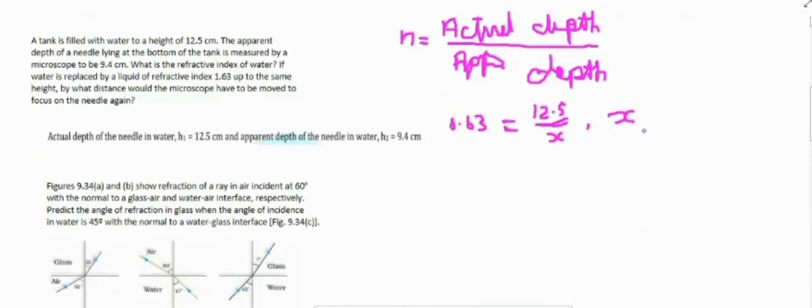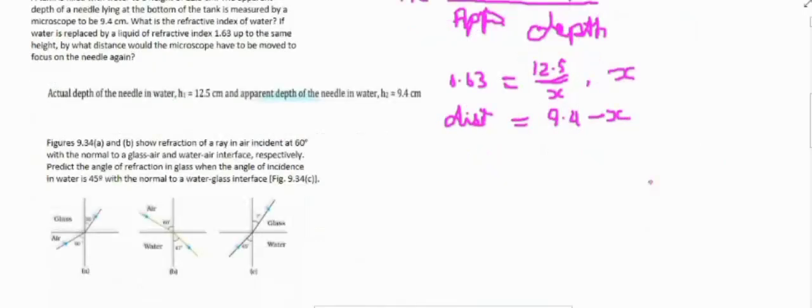Once you get the value of x, the microscope is already fixed at 9.4 centimeter, and from there what distance you need to move it, that is the question. So what you have to do, you have to calculate the distance moved, which is equal to the initial adjustment, that is 9.4 centimeter, minus x. So you will get the answer.